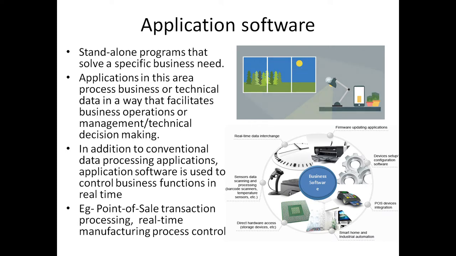Application software. Standalone programs that solve a specific business need are called application software. The applications in this area process business or technical data in a way that facilitates business operations or management or technical decision making. Some of the software is used for business purposes. In that, they are used to solve management or decision making situations.